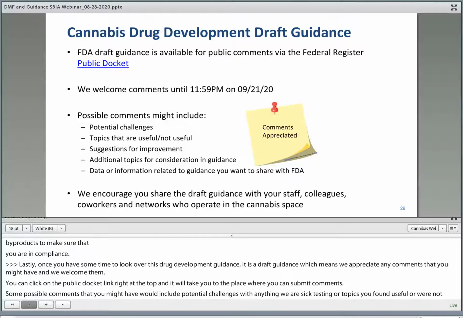And we do encourage you to share that draft guidance with your staff and your colleagues, your networks, for anyone who operates in the cannabis space so that they're aware of the information.